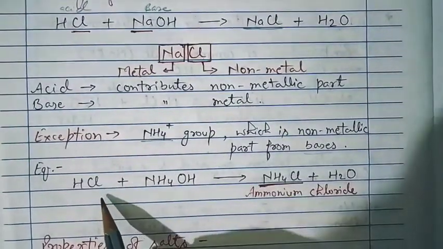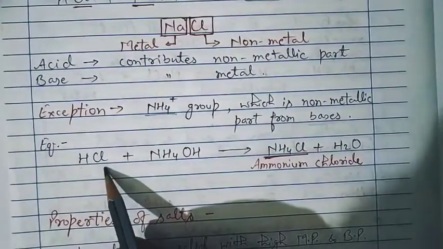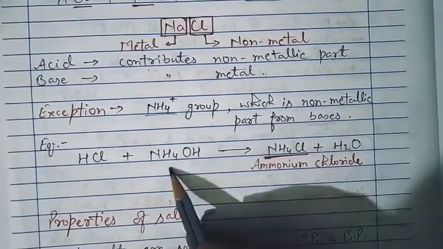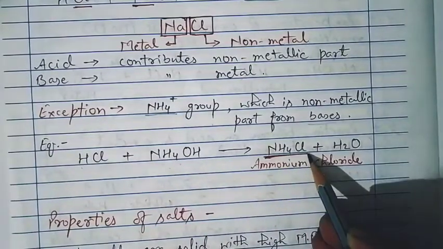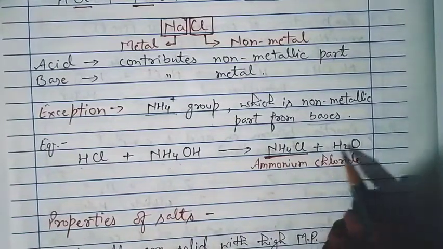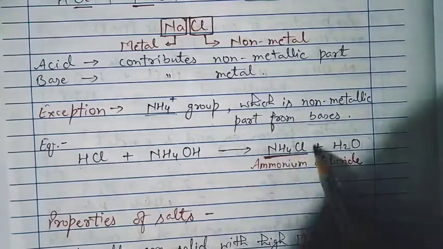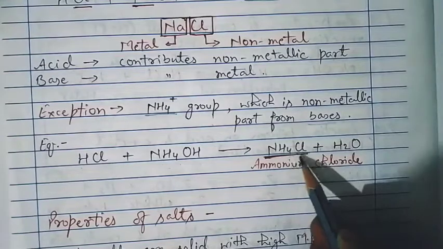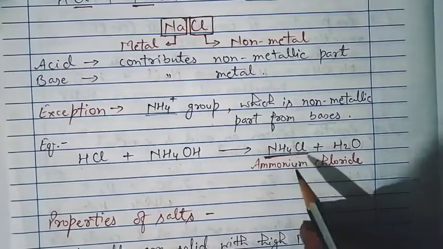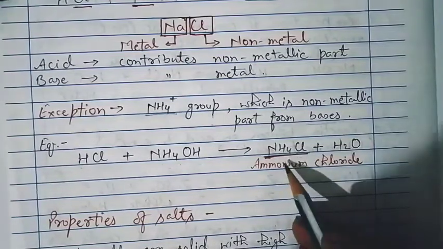You can understand this by this reaction: HCl, that is acid, reacting with ammonium hydroxide, NH4OH, forming NH4Cl, that is ammonium chloride, plus water. So in this reaction, ammonium chloride, you can see ammonium and chloride, nothing is metal part here. So by this we can name any salt.